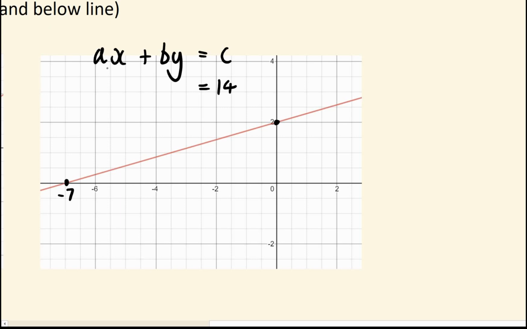Next I'm going to work out a, so I find my x cut. My x cut is minus 7, so what times minus 7 is plus 14? For that I need minus 2, because minus 2 times minus 7 is plus 14, so this will start with minus 2x. Then it's plus by, so the y cut is 2, so what times 2 is 14 is 7, so it's minus 2x plus 7y equals 14, and that's the equation of this line.